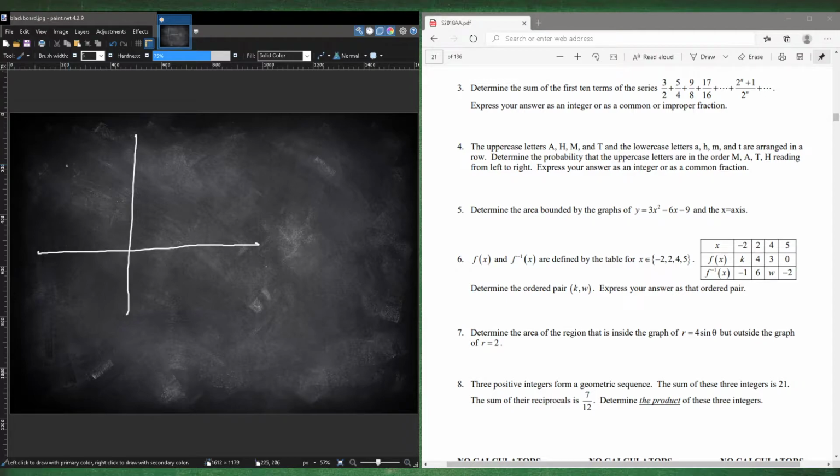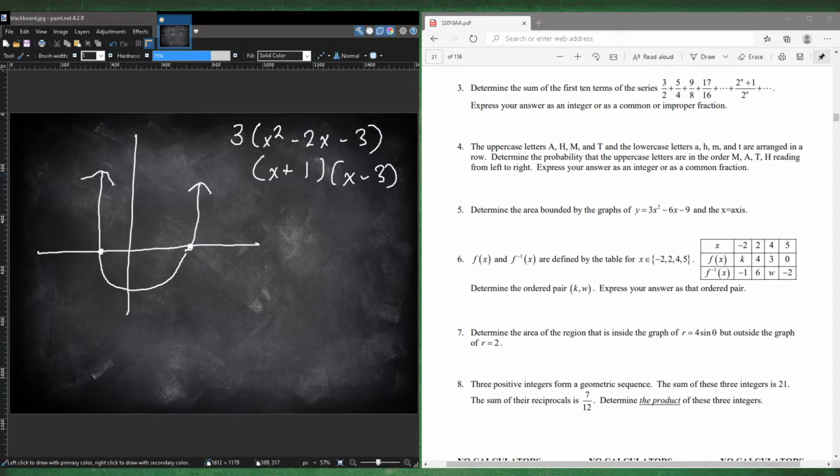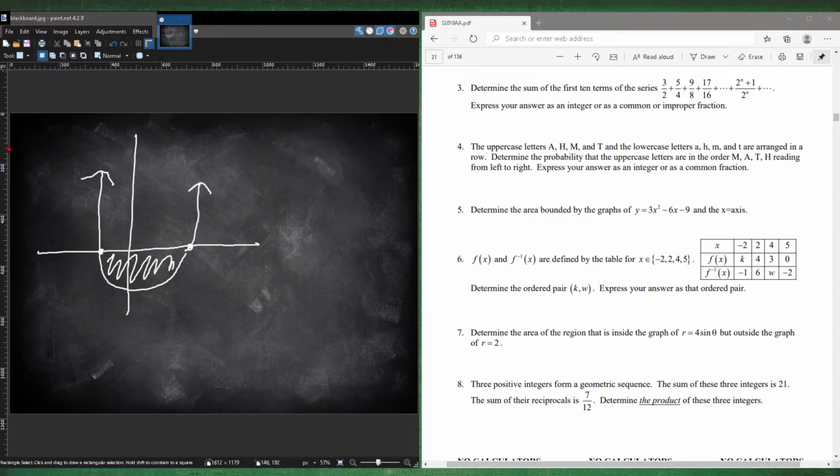So divide 3 out, that's x squared minus 2x minus 3. And this is x plus 1 and x minus 3. So you have negative 1 and 3. So all I'm doing is graphing for now to see what's happening. So we have a parabola that's concave up, and we have an area that's below the x-axis. So we're going to have a negative area, so later on we have to change the negative to positive to get our actual area.